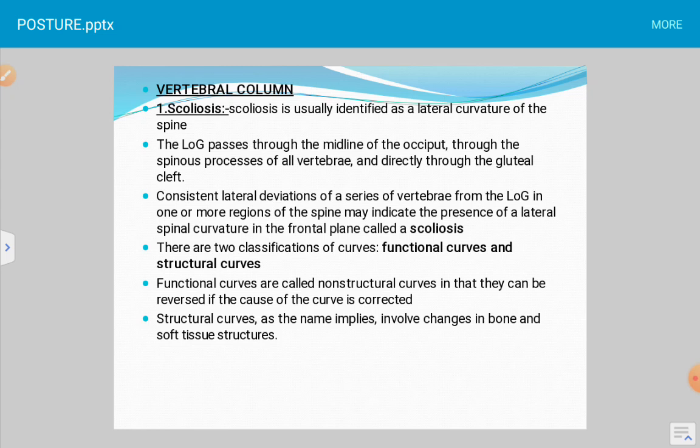In the final year in ortho we will discuss in detail about scoliosis and all spinal deformities. Okay, here always remember that scoliosis is the formation of lateral curvature of the spine.